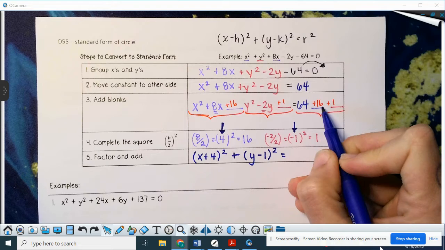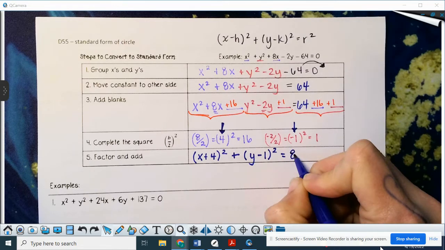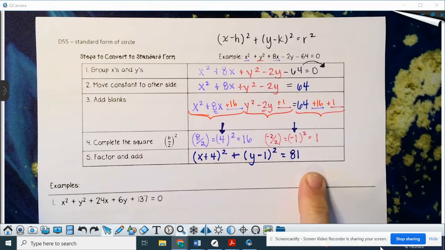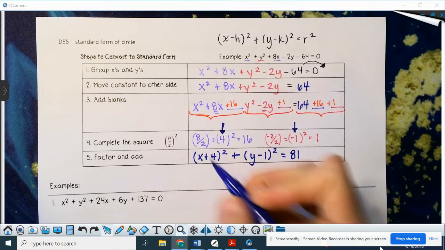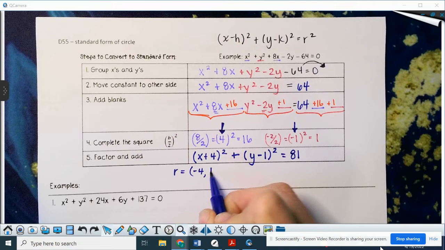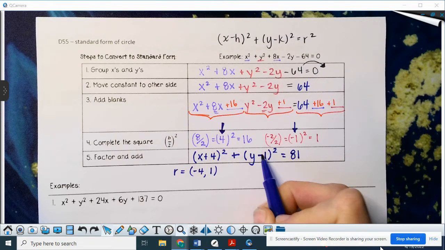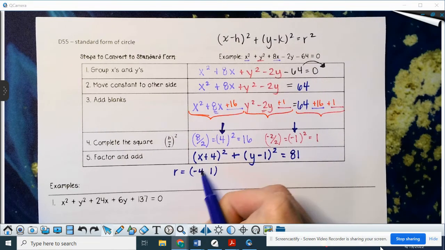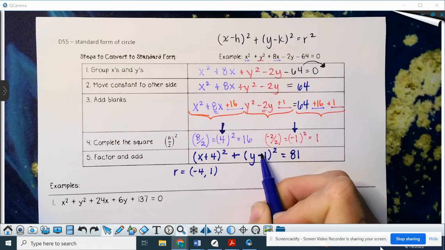So that means 81. Now it is in standard form. From here, they could ask you what's your radius. And that's going to be a negative 4, positive 1. Because remember, it's x minus h, y minus k. So this became a plus because a negative was put in its place. This stays a minus because a positive was put in that place.